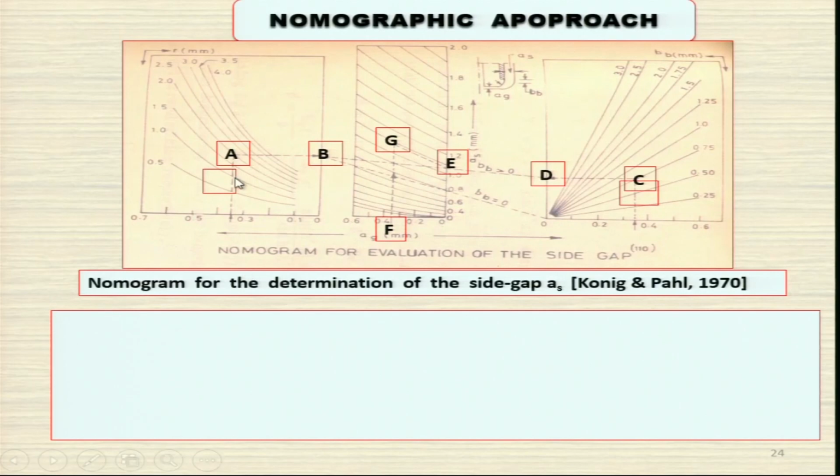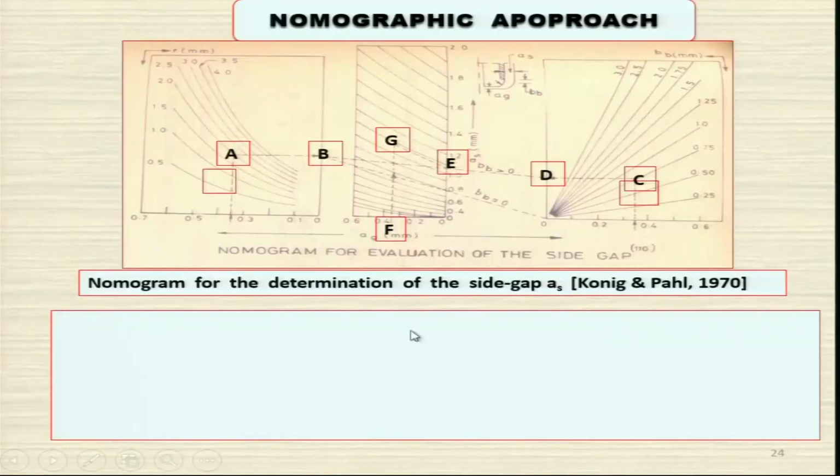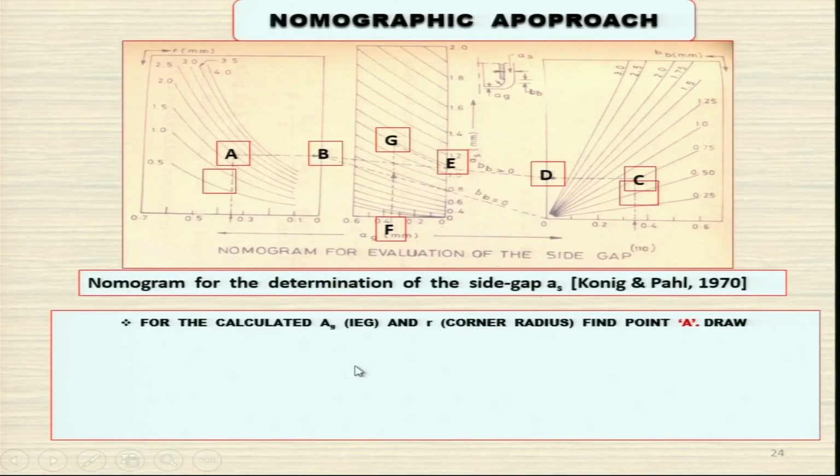Nomographic approach. In fact, on the shop floor, people are not well educated and they cannot understand the usage of all these equations. So, what people have done, they have proposed a nomographic approach where they have given a set of graphs. In these graphs, you just put the values of the bare bit length, tool corner radius, tool diameter and inter-electrode gap, and you will be able to predict the side gap at different locations. This nomogram for the determination of the side gap AS was proposed by Koenig and Paul long back in 1970.